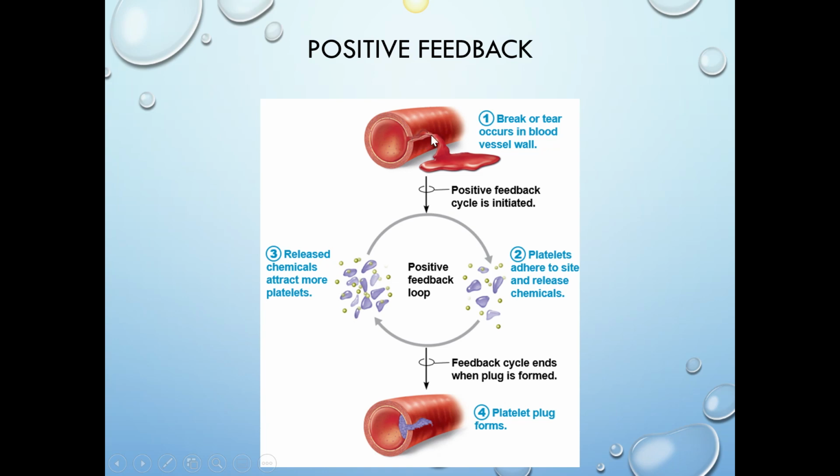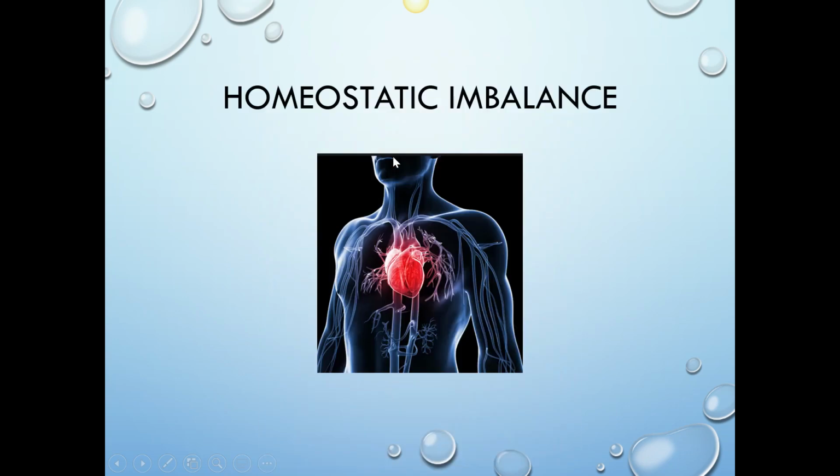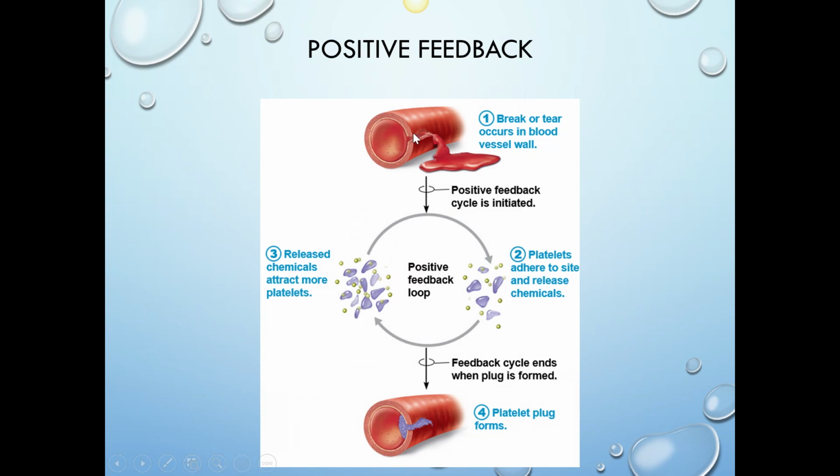Now those platelets will also stick and will also produce chemicals. So now you have an exaggerated response. You've got a lot more chemicals being produced. Now when those chemicals are produced, more platelets are going to be called, more chemicals, more platelets, more chemicals, until eventually you have this entire platelet plug formed here. Positive feedback will exaggerate and continue until some big event happens.